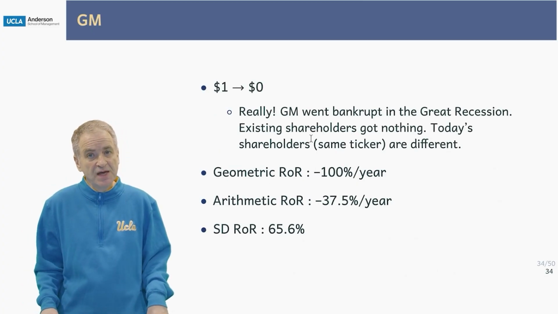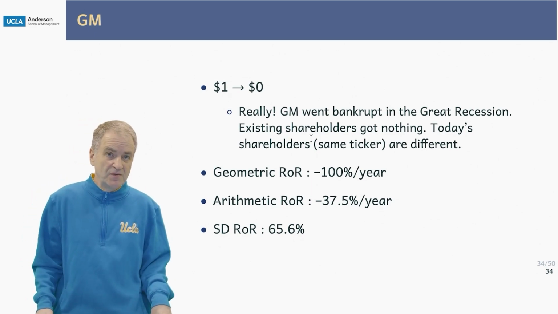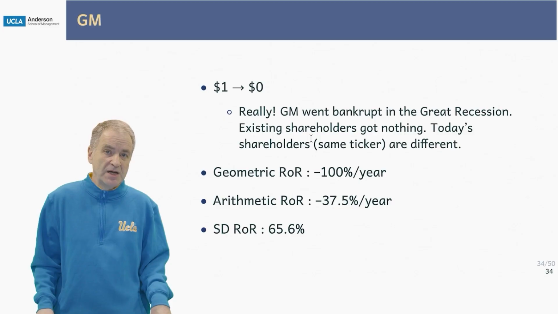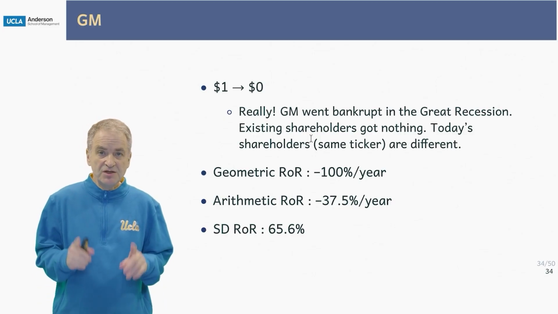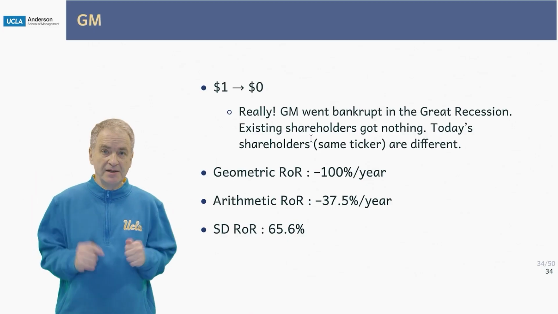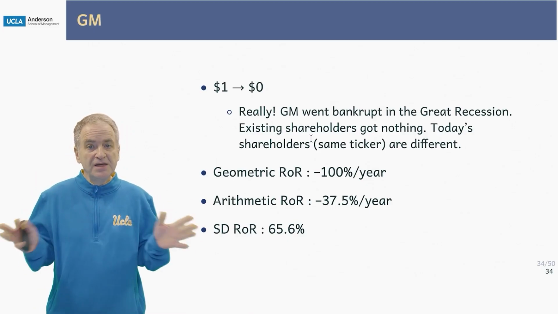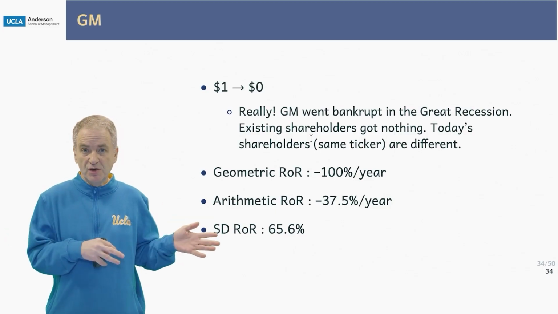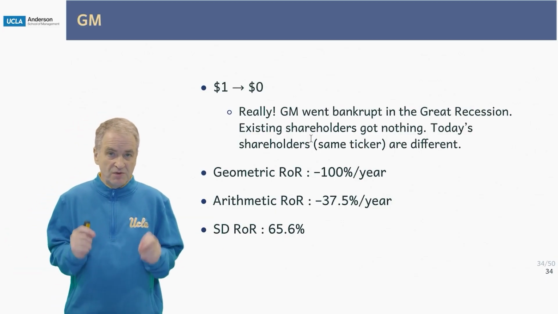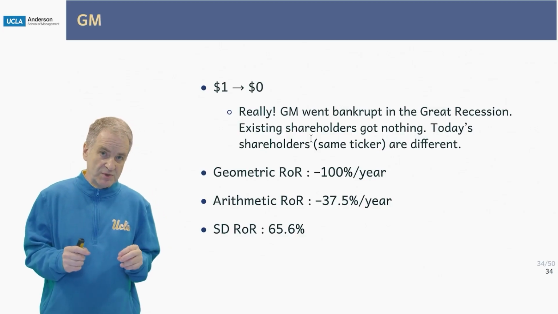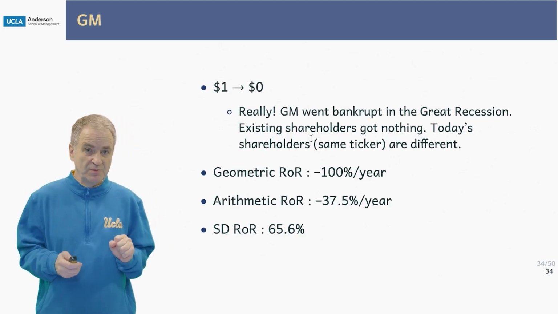General Motors. If you had invested in General Motors in 2005, you would have lost all your money. General Motors went bankrupt in the Great Recession. The existing shareholders got zip, nada. Today's shareholders, even though they have the same ticker, are completely different people. They bought at an IPO and they then changed the name back again. So your geometric rate of return was minus 100%, even though your arithmetic rate of return was not minus 100%.